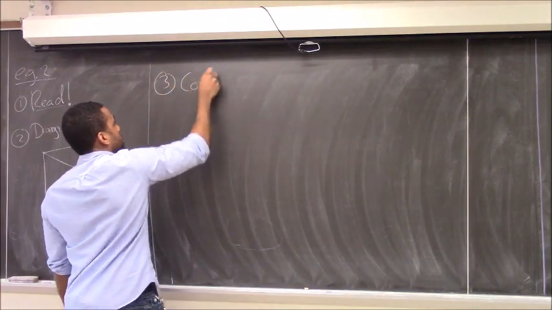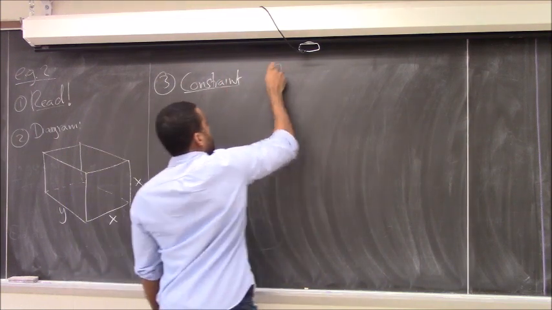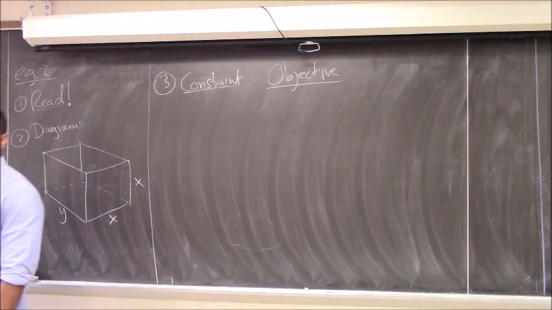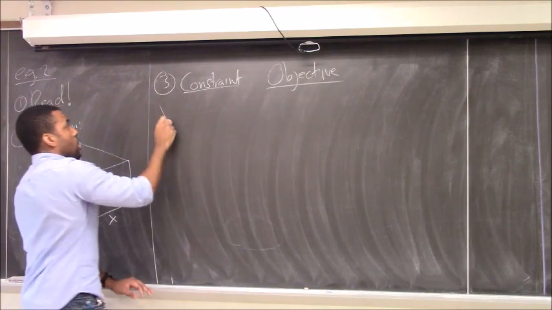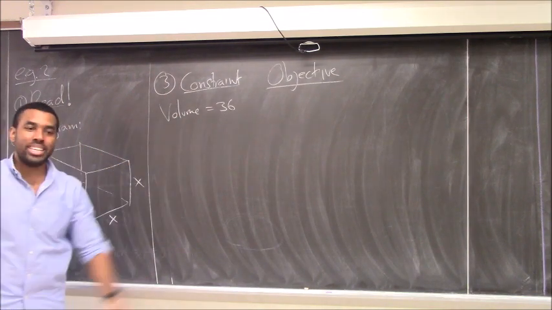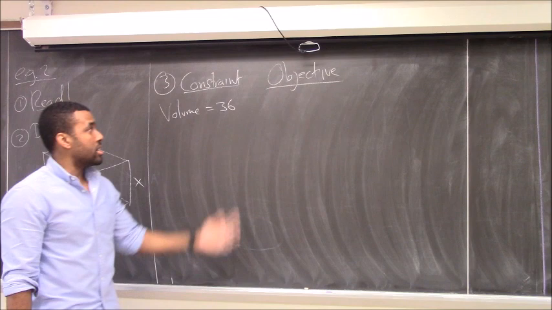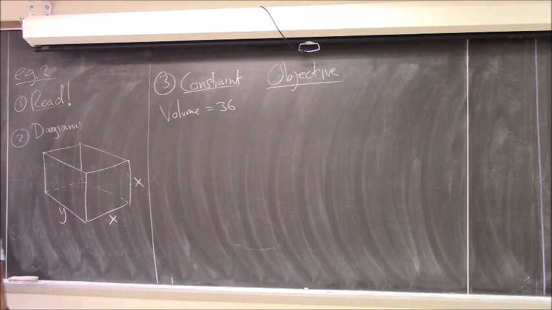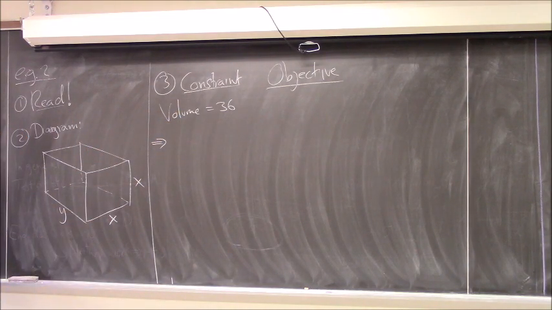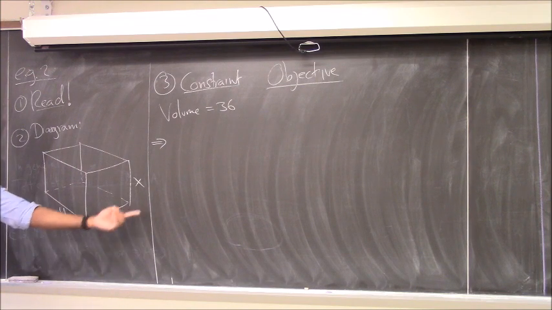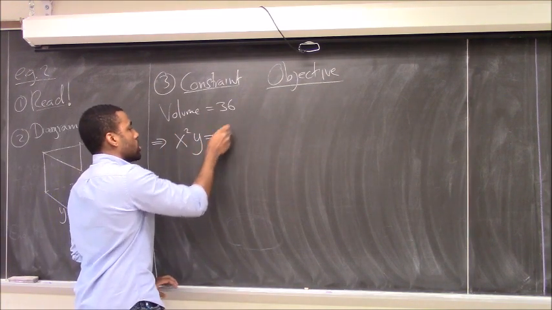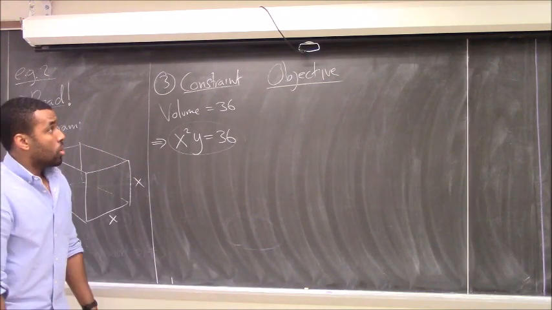Step 3. So we need a constraint and the objective. What's our constraint? 36 cubic inches. Right, volume equals 36. As usual, the constraint is the one where they tell you exactly how much you have. The box must contain 36 cubic inches. So the volume is our constraint. Now, can you come up with an equation for the volume of this box? Length times width times height, you get x squared times y. So we know that x squared times y equals 36. That's my constraint equation.